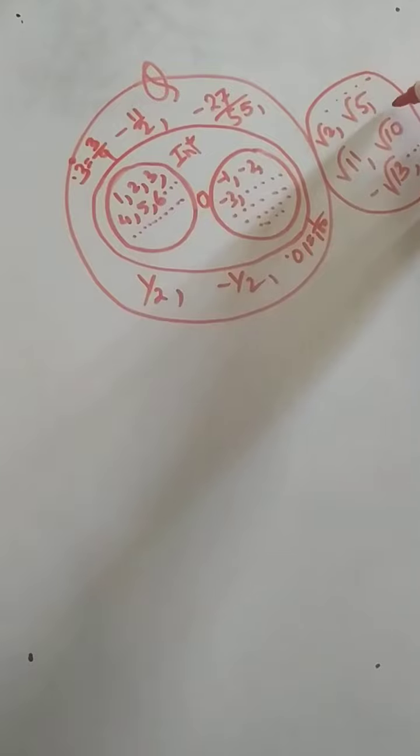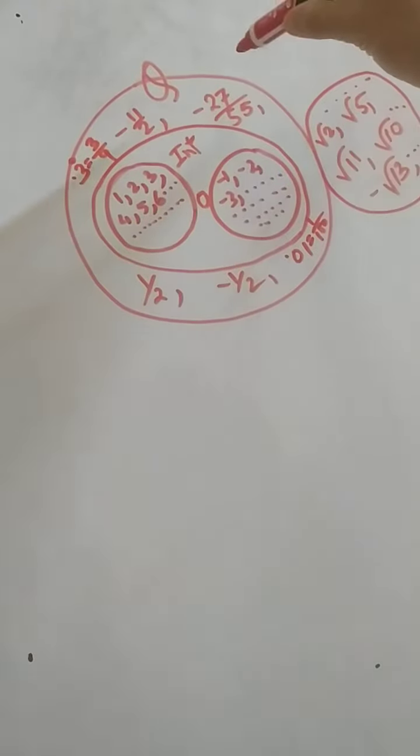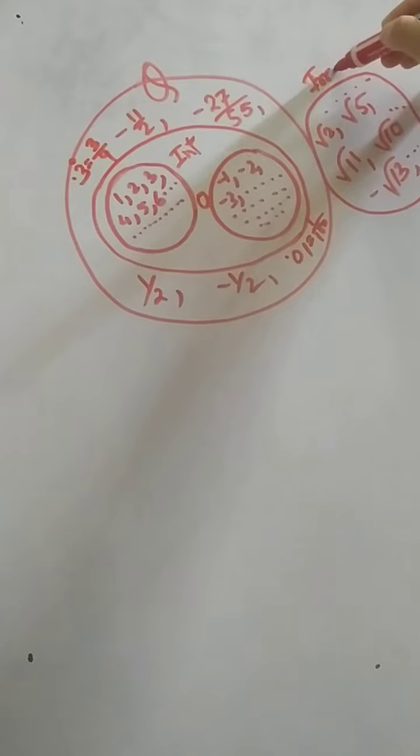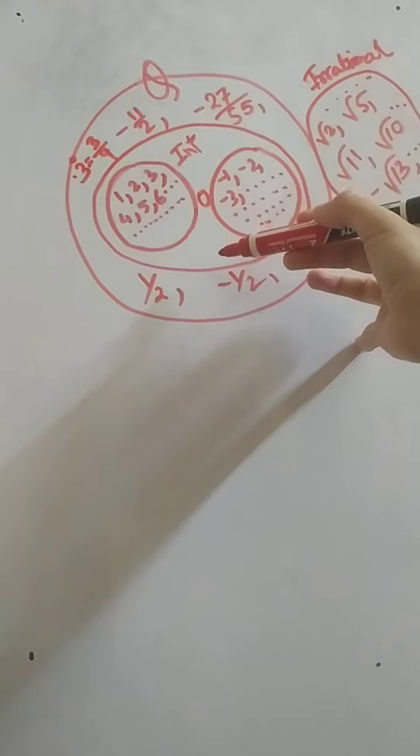Are these the only irrational numbers? Absolutely not. There are lots of irrational numbers, but for now we are going to learn only these. So this is the set of rational numbers. This is the set of irrational numbers. The way I have drawn it, it seems as if the irrational numbers are smaller in number. But no way. Both are infinite. There are lots and lots of infinite rational numbers and infinite irrational numbers.